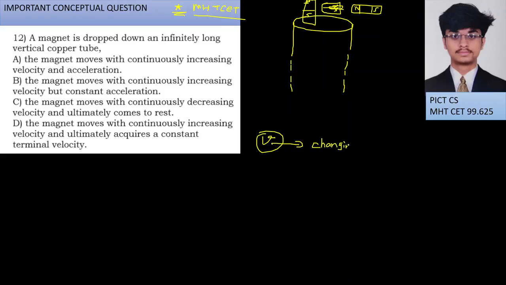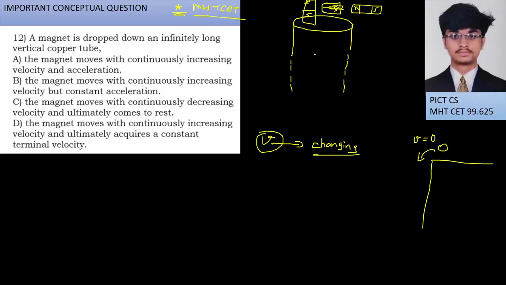Like you can imagine if this is a building and you drop a ball from here. It has initial velocity v equal to 0, then it gains velocity due to acceleration, which means velocity is changing. All I want to convey is the velocity is changing.